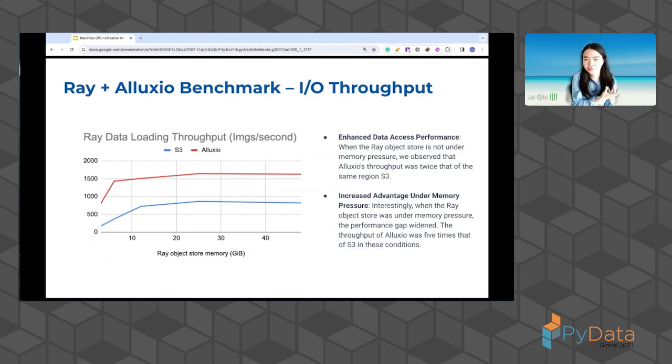Another thing we found that is pretty interesting is that when the Ray object store is under memory pressure, the performance gap widens: the throughput of Alluxio is 5 times that of S3 in these scenarios. So Alluxio can help cache the dataset for the Ray framework. Ray does a really good job of managing the Ray task data, but it doesn't deal with the repeated data access issue. So when you use Ray to do the training job, it will still repeatedly fetch the dataset from remote storage. And when you use Alluxio to utilize the unused disk resources for caching, it does improve the data loading performance.